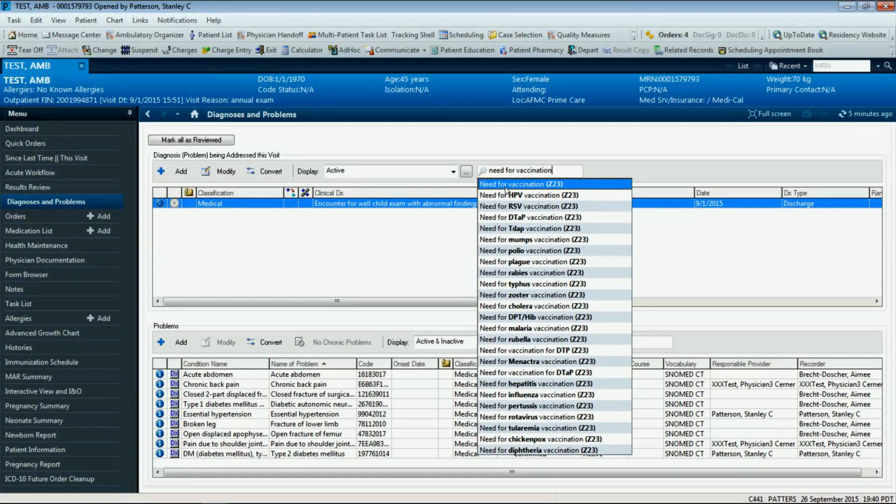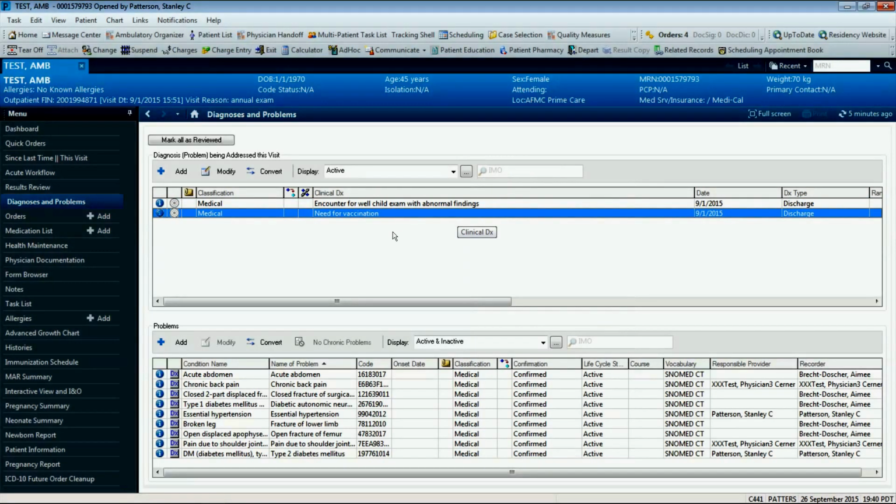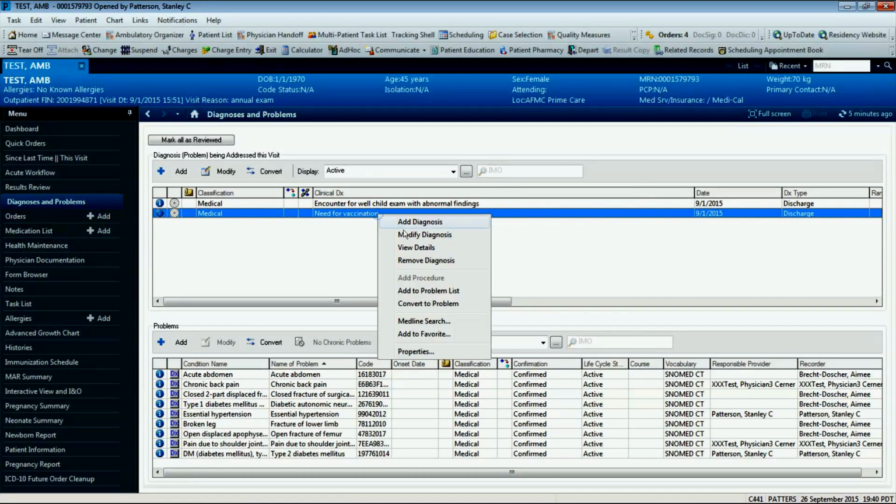Whatever you like. Okay? Once again, multiple ways of saying it, but you only have to put this one in to say that you're given vaccines during that visit.